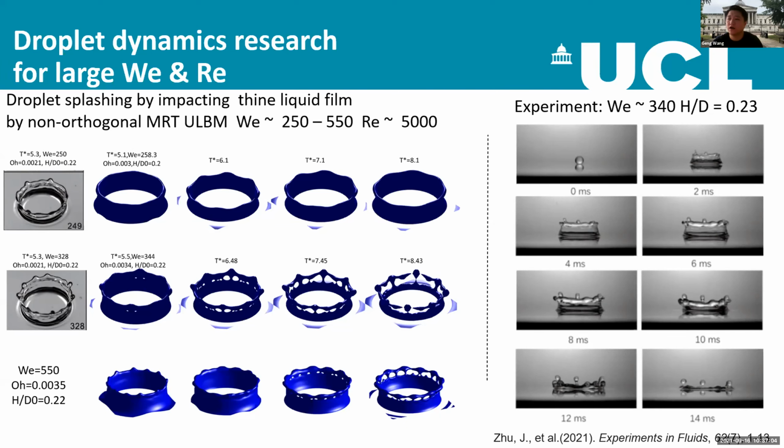Also, like the experiment phenomenon, for the lower Weber cases, only the formation of the liquid crown is observed. For the higher Weber cases, both liquid crown and satellite droplets can be found. Besides, it shows that the dynamic process of crown formation is accelerated as the Weber number is increased.